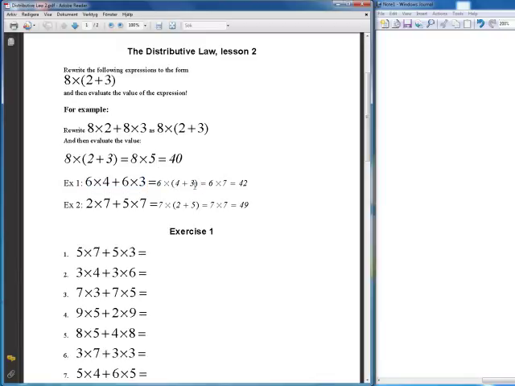And now we do BIDMAS. We do the brackets first, so this is 7. 6 times 7 is 42.